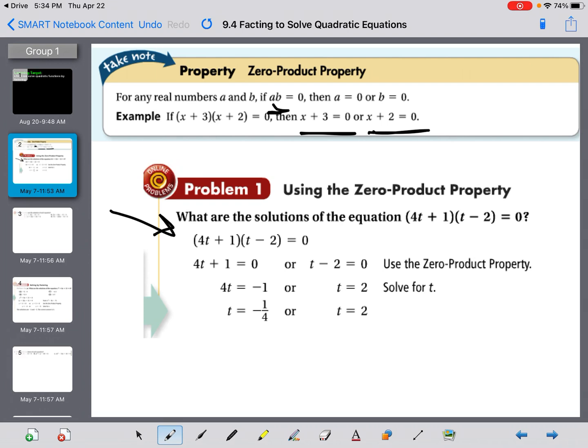So I will have 4t plus 1 equals 0, and to solve that, first thing I need to do is subtract 1, leaving me with 4t equals negative 1, and then divide by 4 to get t alone. So my t will either be negative 1/4, or on this side I just need to add 2, so my t could also be 2. That's how we use that zero product property.